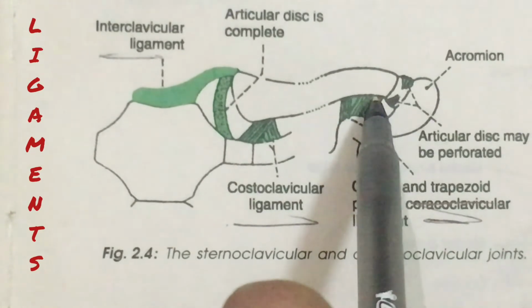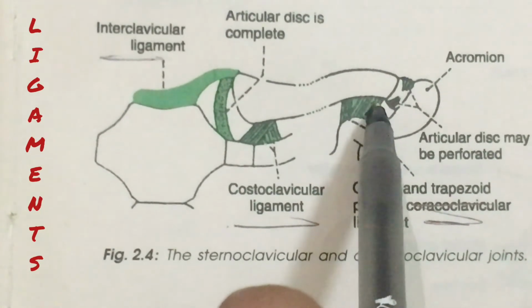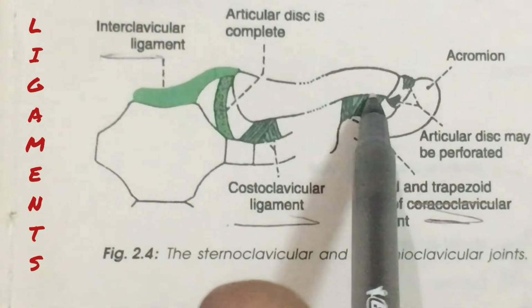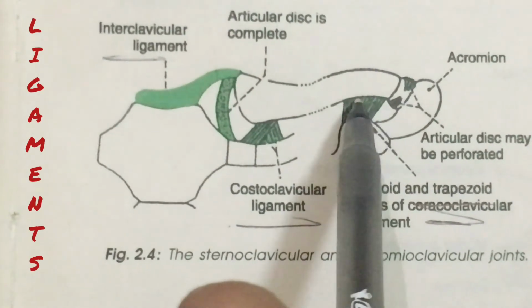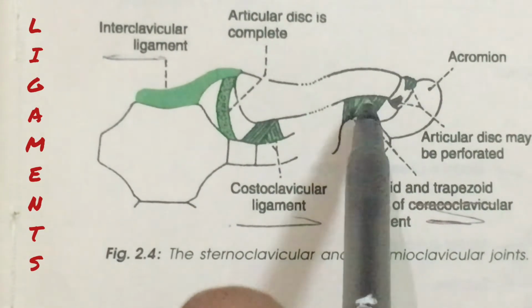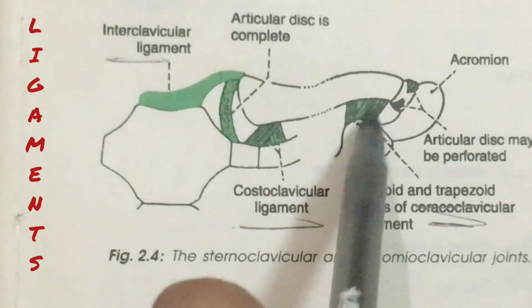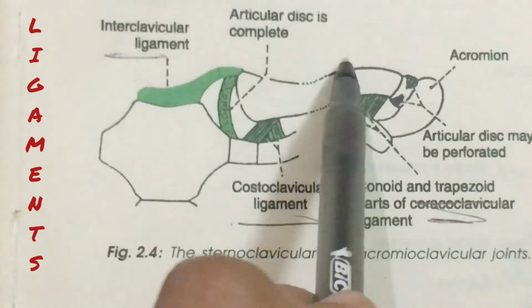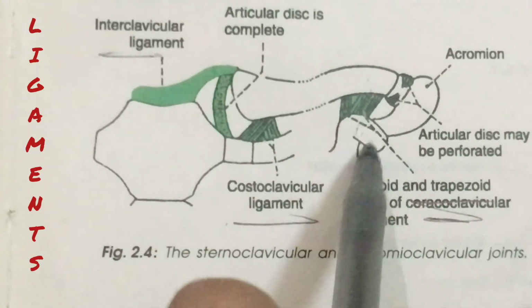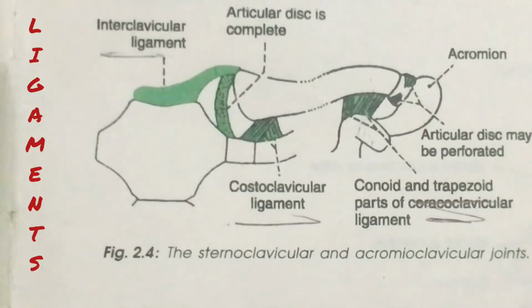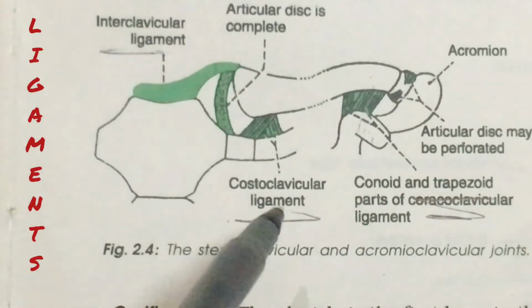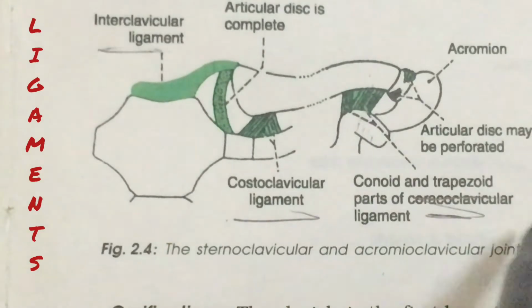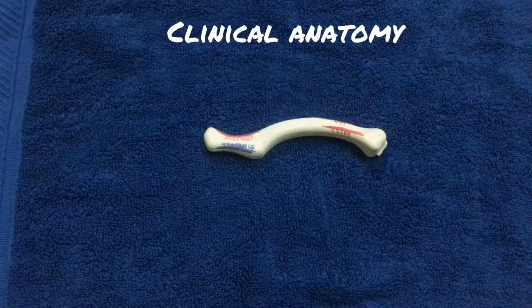And inferiorly at the lateral end, we already discussed there's a conoid tubercle and trapezoid ridge. It gives attachment to the conoid and the trapezoid parts of the coracoclavicular ligament, between the coracoid process and the clavicle, therefore the name coracoclavicular ligament. So three ligaments are important here: the interclavicular ligament, the costoclavicular ligament and the coracoclavicular ligament.